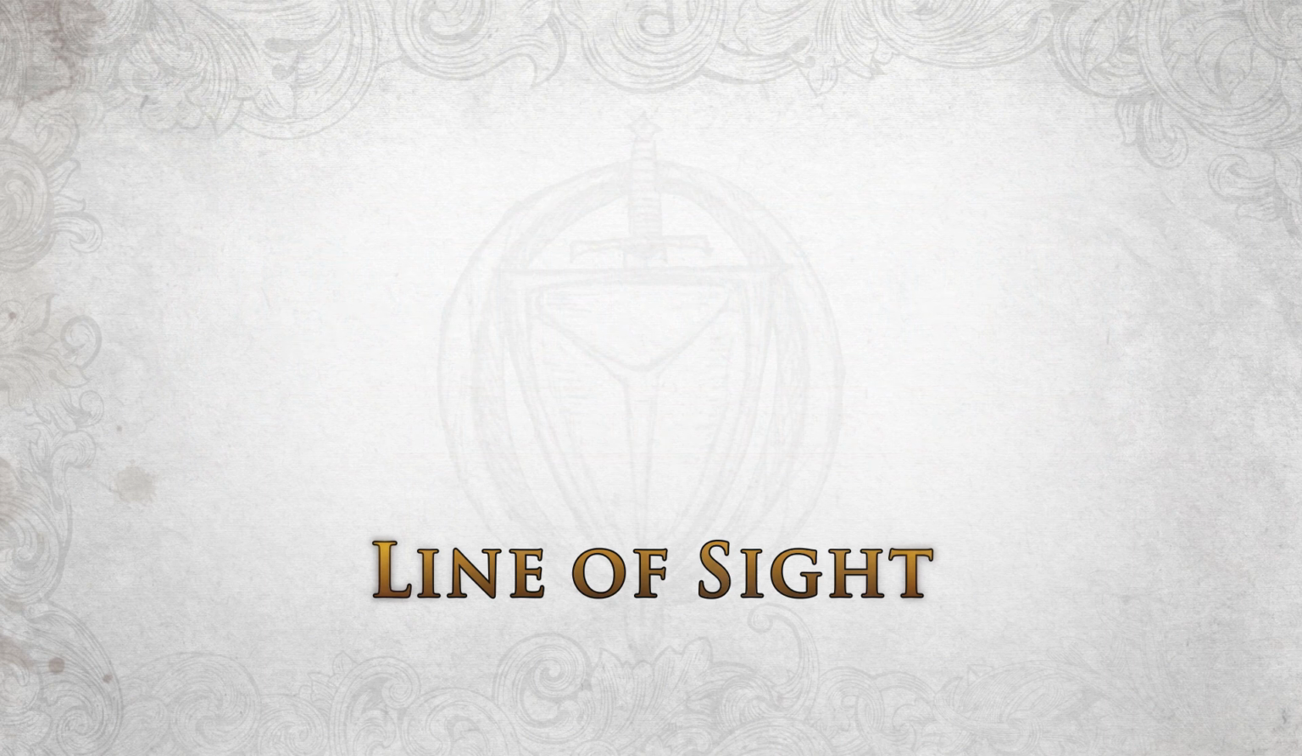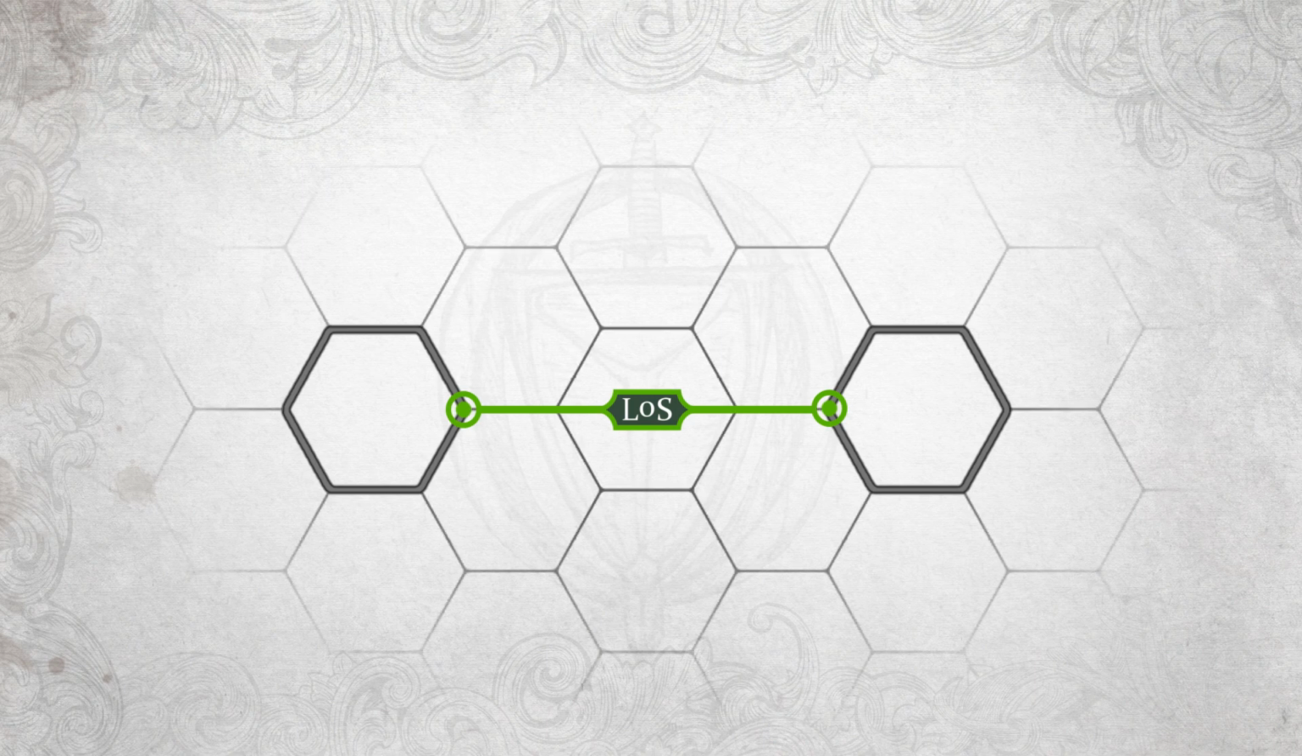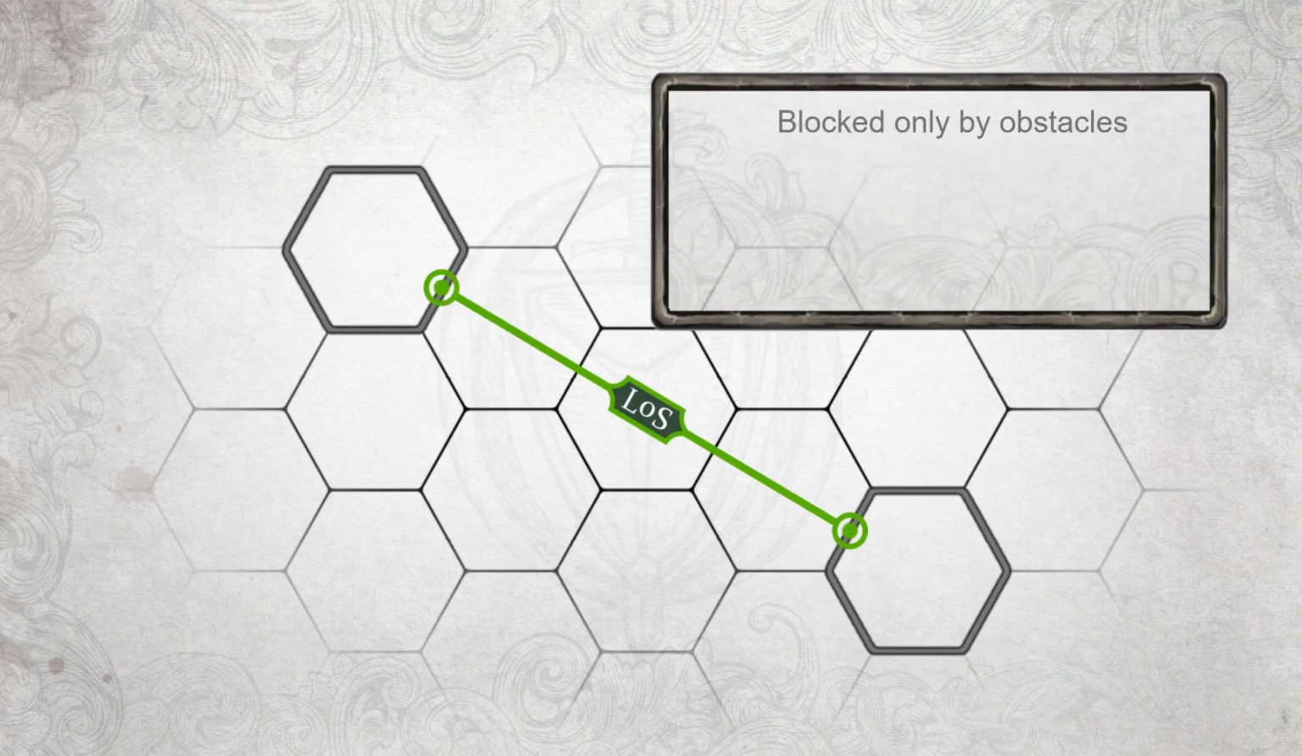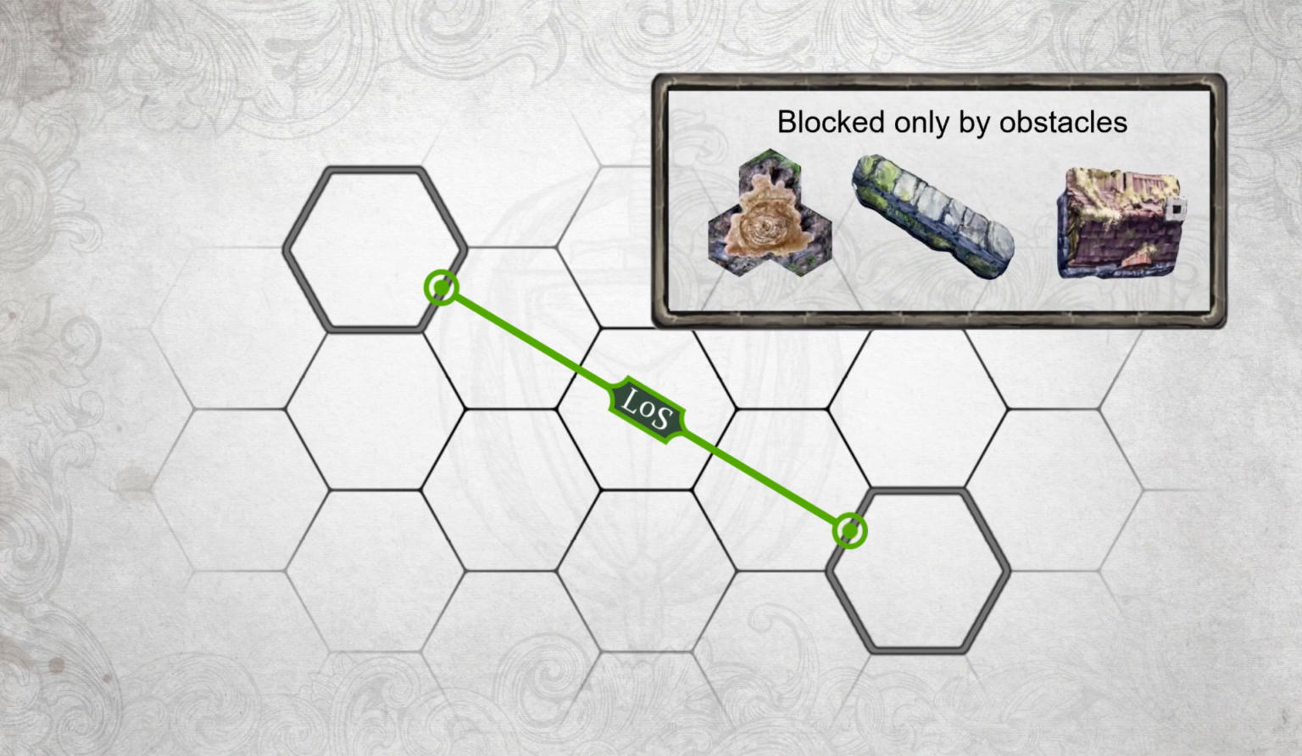To check whether there's a clear line of sight between any two hexes, simply trace a line between the two nearest corners. Provided that line doesn't touch an obstacle, then you have line of sight. And if the hexes are in a straight line, then the line of sight runs straight down the middle. Only obstacles, such as trees, walls or buildings, can block line of sight, nothing else.